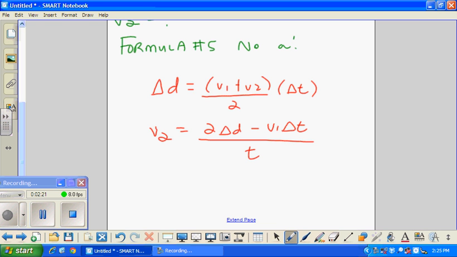So now we should be able to solve for V2 because we have all the information. So it's 2 times 90, minus 0, V1 is 0, over 8 seconds. And so our final velocity will be 22.5 meters per second.